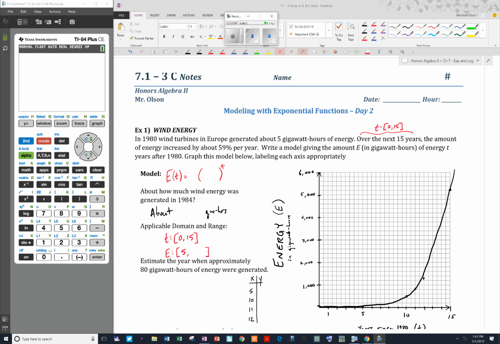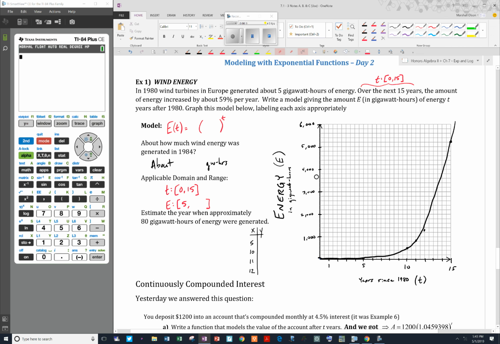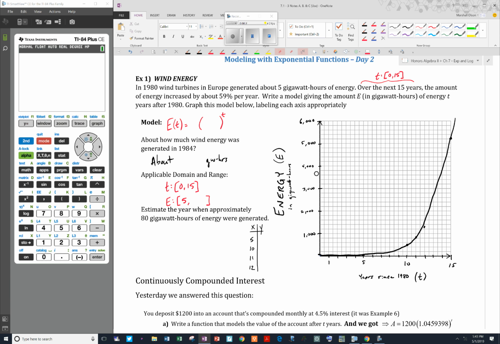Right, this is our third video here about exponential growth and decay. We're going to do some more modeling today, starting with this wind energy problem. Take a second to read through the problem itself and get an idea of what's going on here, and then we'll break things apart.